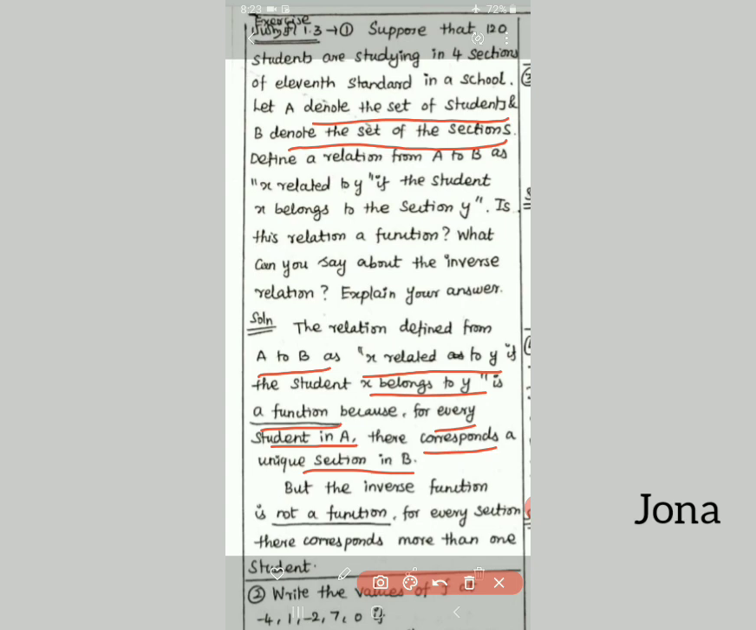But the inverse relation is not a function. Why is it not a function? For every section, there corresponds more than one student. In a function we should have only one image, isn't it? But here, in the inverse, each section contains more than one student. So, it is not a function. Okay, do you understand this?